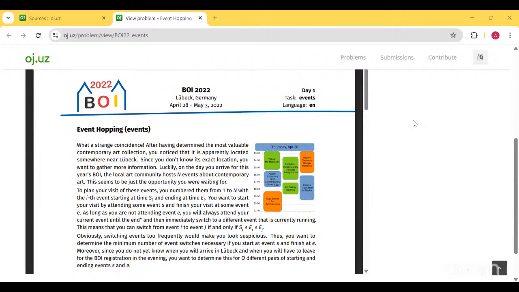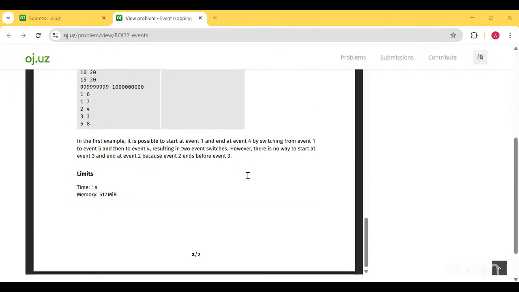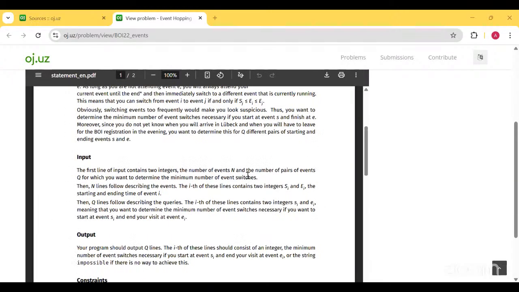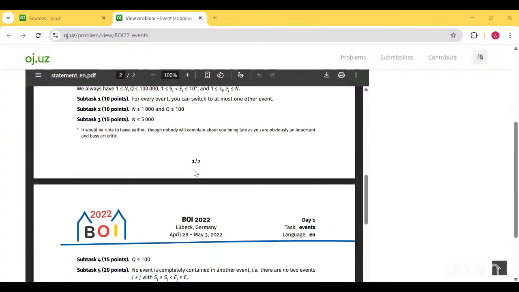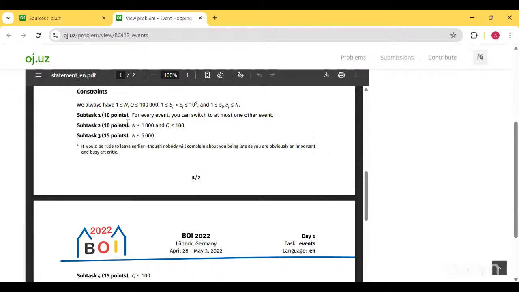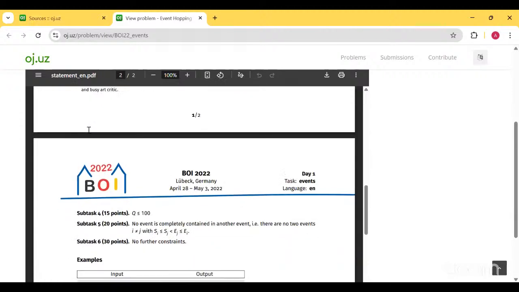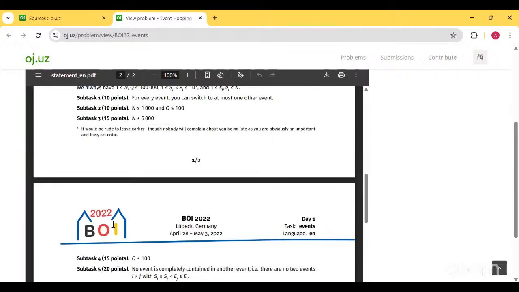TJ got 30 points for this problem. So how was your solution? Sir, I solved first. I coded for n square. Like if we do n square, then it solves subtask 2. I thought that it will get subtask 3 as well, but it did not. And then I made some observations and I got the solution for subtask 5 as well, and I coded that.